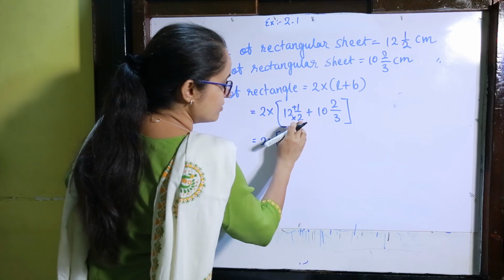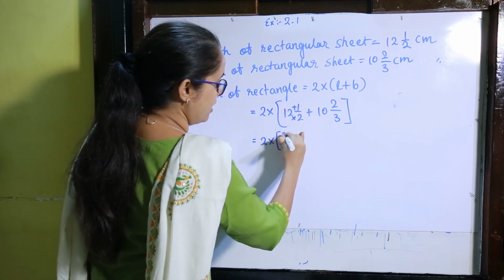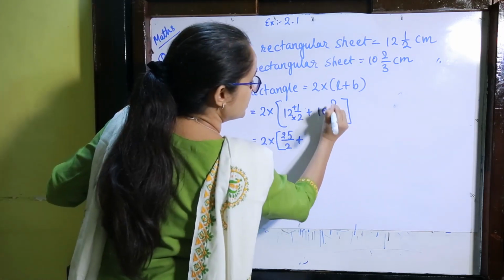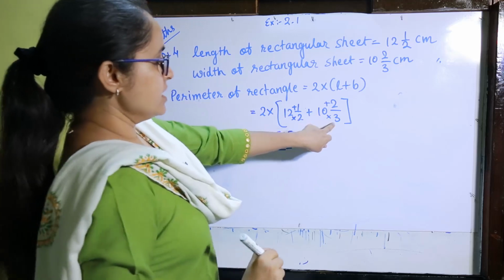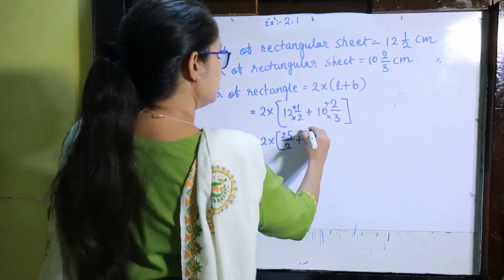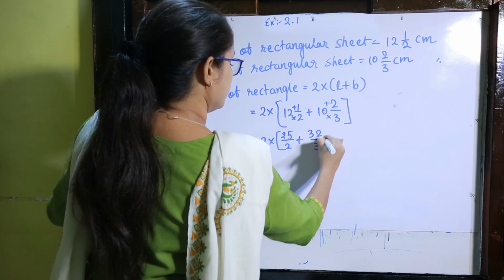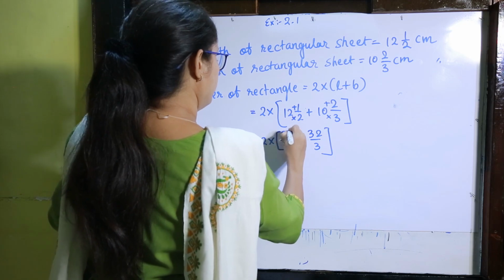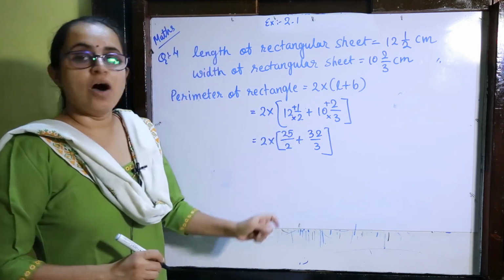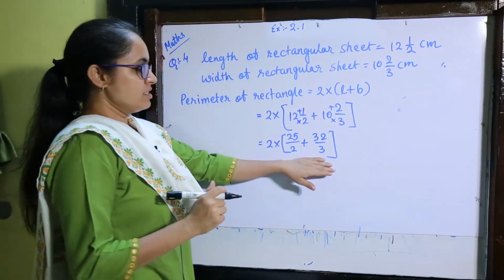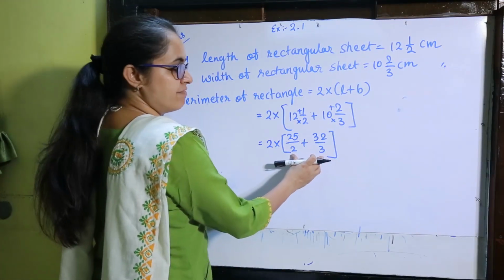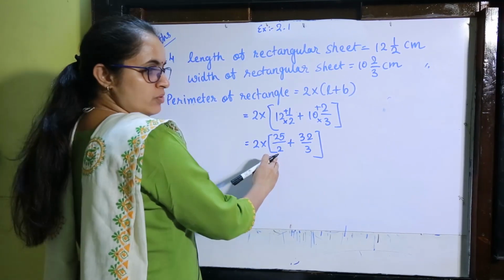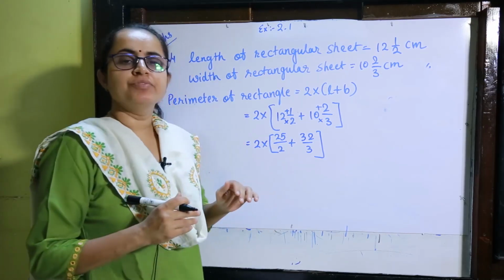So 12 2s are 24, 24 plus 1 is 25/2, plus again multiply and add: 10 3s are 30, 30 plus 2 is 32/3. Okay, so these are your improper fractions. Now here you can see that both the fractions are unlike fractions. So you have to convert them into like fractions. So to convert them to like fractions, you have to find the LCM of the denominators.